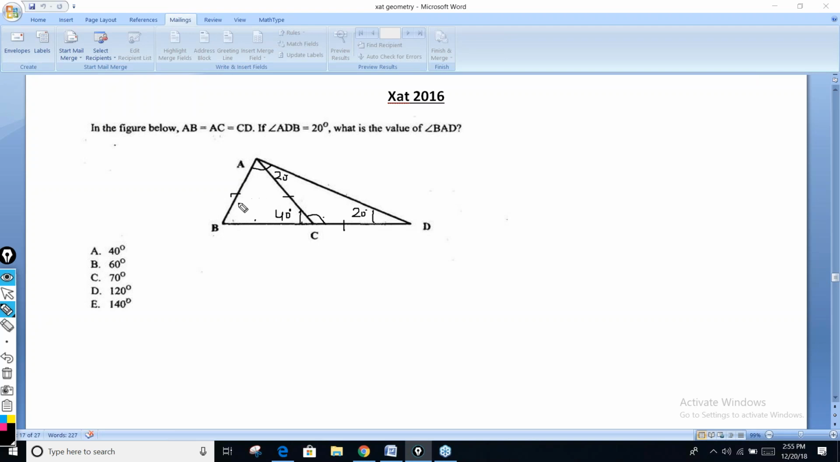Come back to this triangle. In this triangle these two sides are equal, so the angles in front of these two sides will also be equal. So this angle is 40, so this angle will also be 40. This is 40, this is 40, 80. So the remaining angle will be 100. This angle is 100 and this angle is 20, so the complete BAD makes it 120. So that was a very easy question. Within 30-40 seconds, you should be able to get the answer.